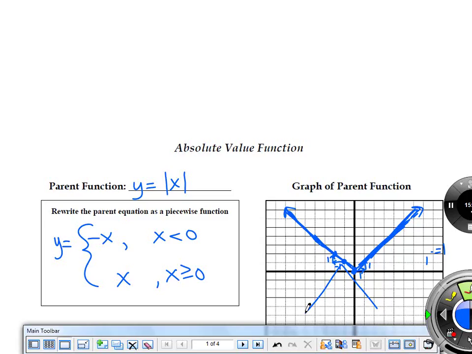Is there any way for me to flip it, make it wider, make it narrower, move it left or right, move it up or down? Is it ever going to cross the y-axis more than one time? No. Is it ever going to not cross the y-axis? No, because the problem is these lines go forever left and right. So even if you take this graph and you move it way over here, eventually that part of the V is going to keep going, and it's going to hit the y-axis still.